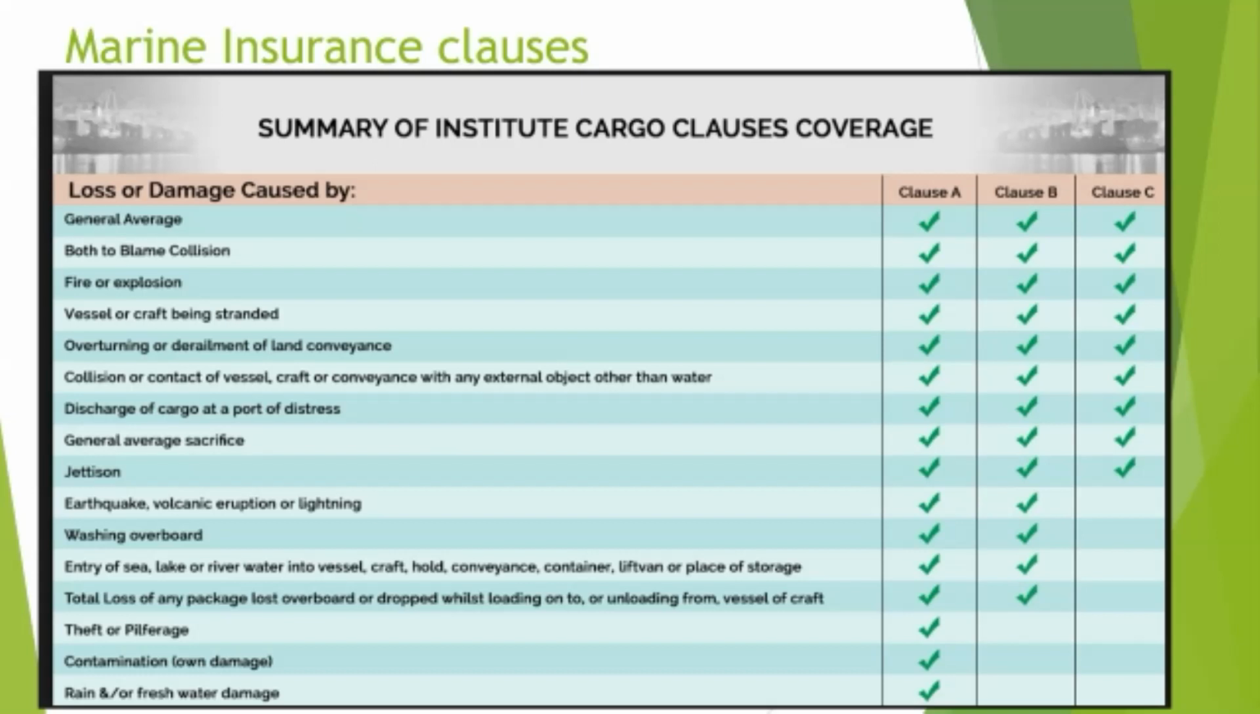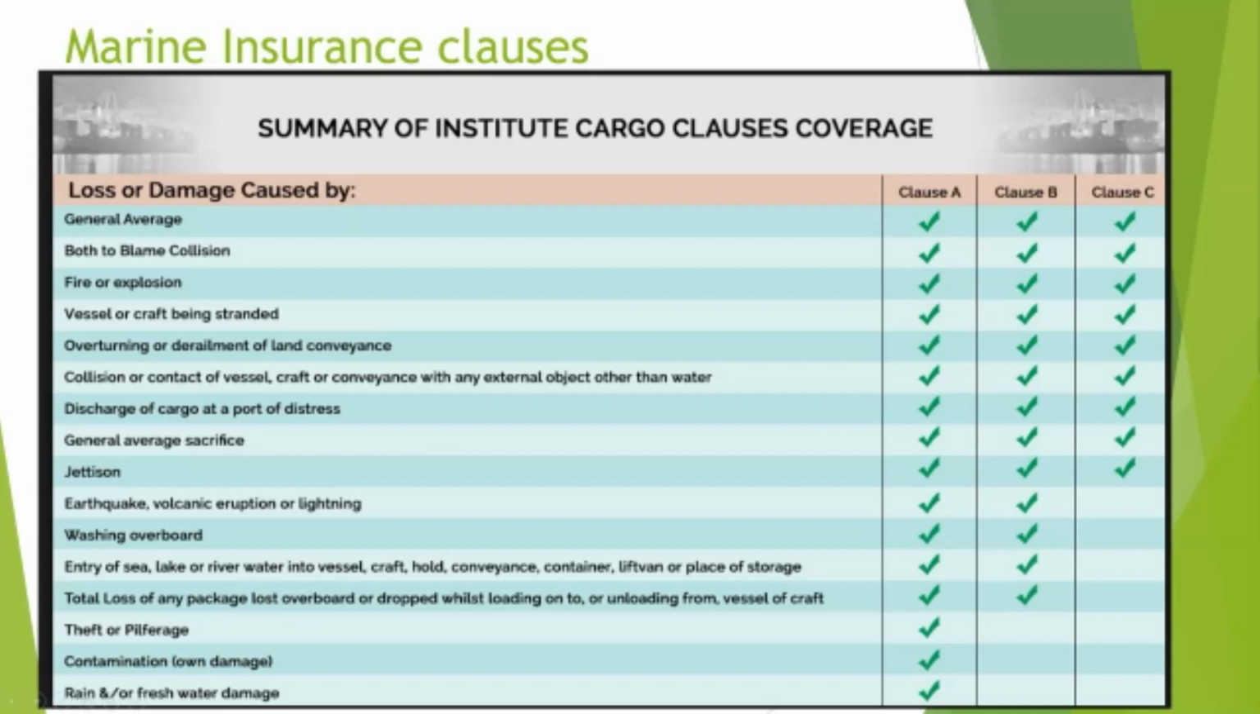Here you see a table. This table shows you the differences in clause A, B, and C. You see here we have 3 columns, and each column is A, B, C. As you see in clause A, for all the reasons we have a green tick, so it covers all of them. B is almost 3 less. And as for C, you see almost 6 less than A. So the minimum goes to C.